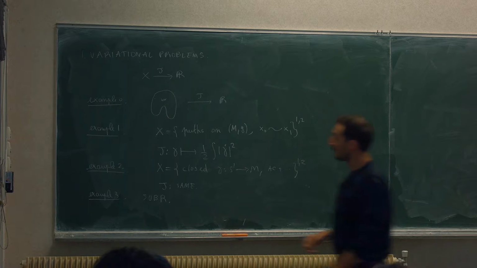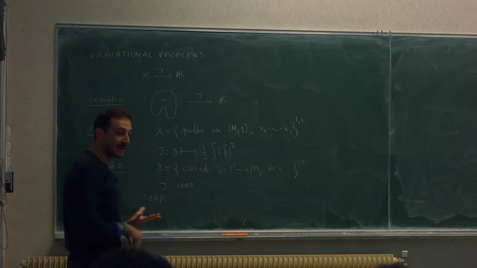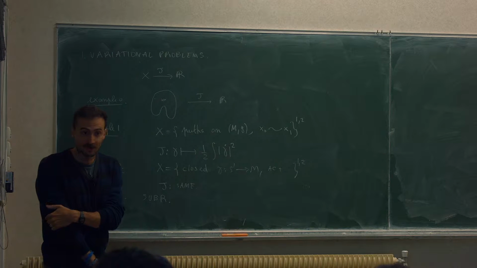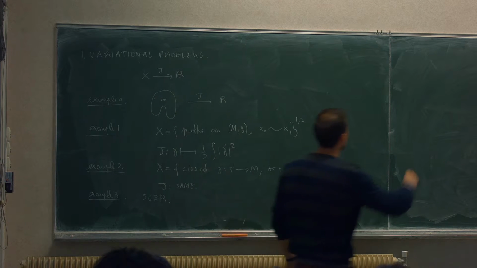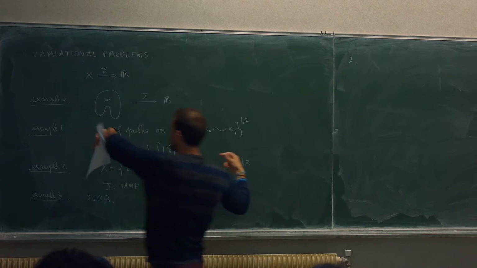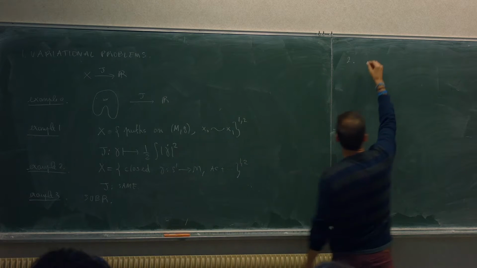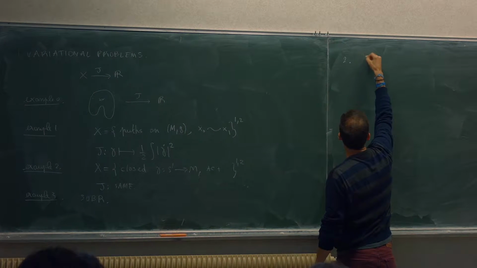Now something I want to stress is that our goal is basically to find critical points of a functional, okay? And the main tool, I would say, is the topology of the space where this functional is defined. So I would say, the interaction between topology and critical points.